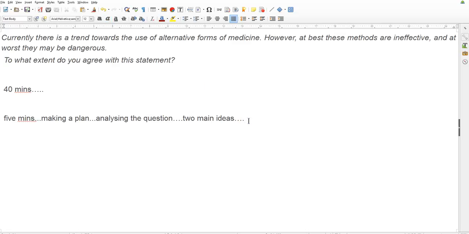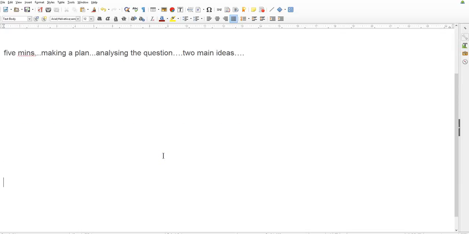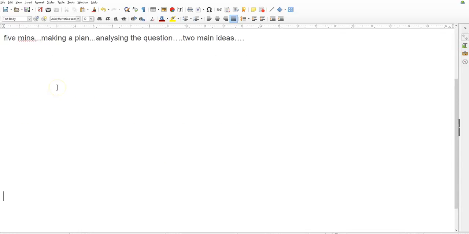We don't want you to be writing about different kinds of alternative medicine and how good they are and giving a list. That isn't it. It's asking, do you agree that alternative medicine is ineffective and dangerous? Yes or no? Okay, so let's have a look. So, as we know, sentence 1, let's just clear this off. Sentence 1, we have to analyze. We have to paraphrase the question, restate the question.